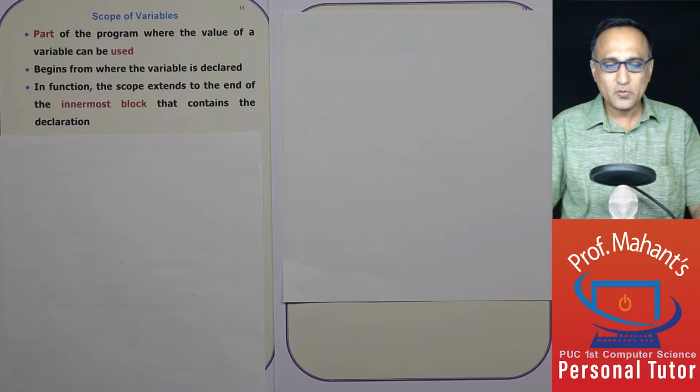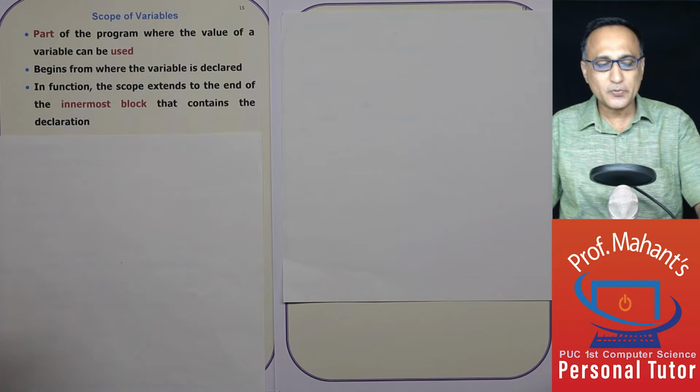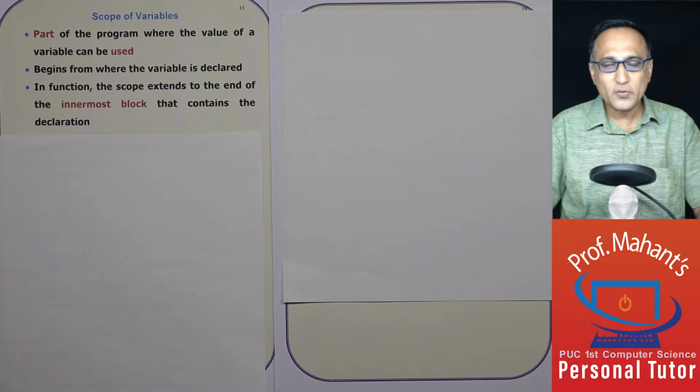We are going to talk about a concept called scope of variables. So far I was using the word life, but the correct technical term for that is scope of the variable. What do you actually mean by the scope of a variable? By the word scope you mean the part or portion of the program where the value of the variable can be used or accessed.